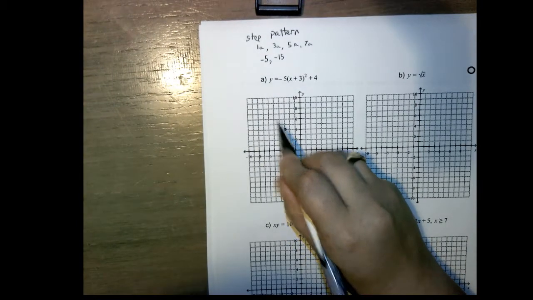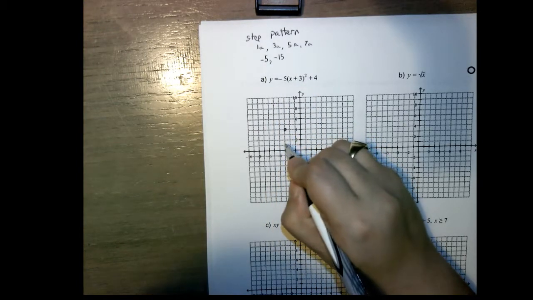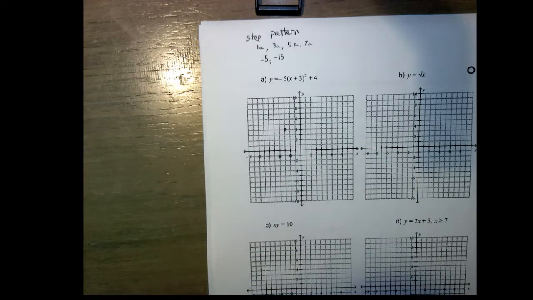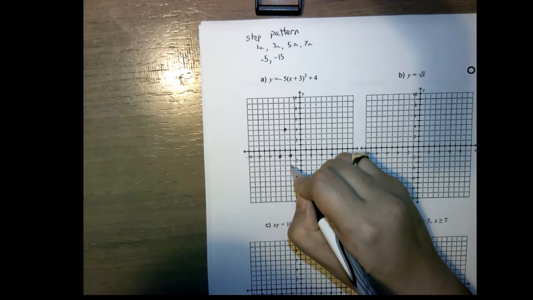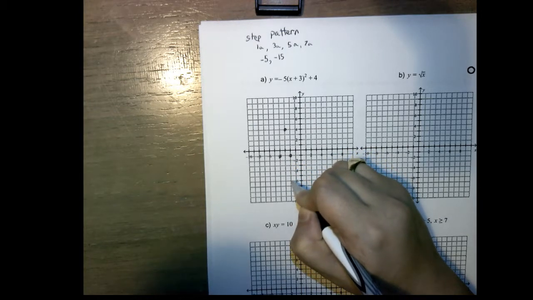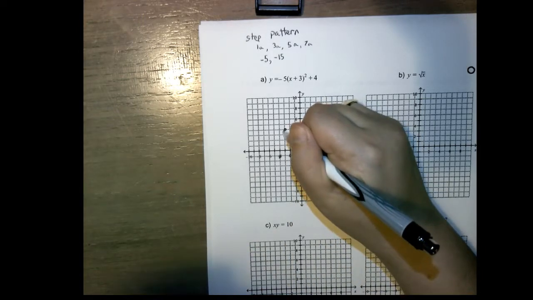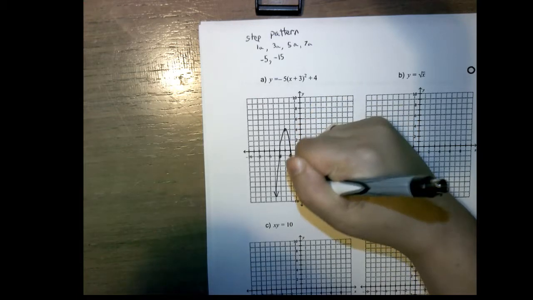So I have my first step is -5. So I go down 5, 1, 2, 3, 4, 5, and over 1 on both sides. And then I'm going to go down 15. I don't think I'm going to quite reach it. 1, 2, 3, 4, 5, 6, 7, 8, 9. No, I didn't quite reach it. So my graph is like this, right? My parabola looks something like that.